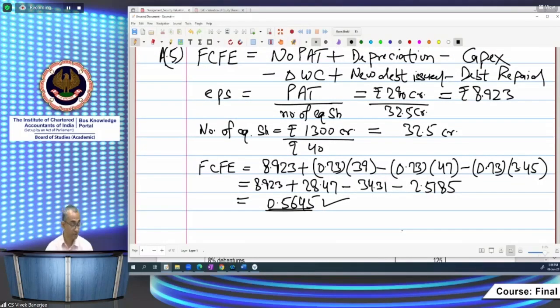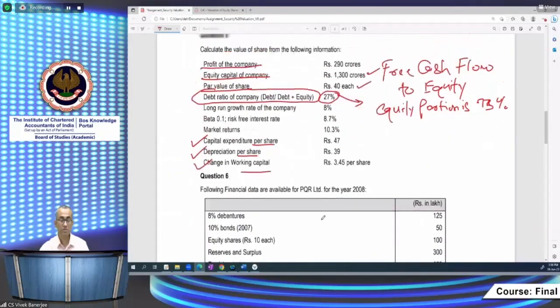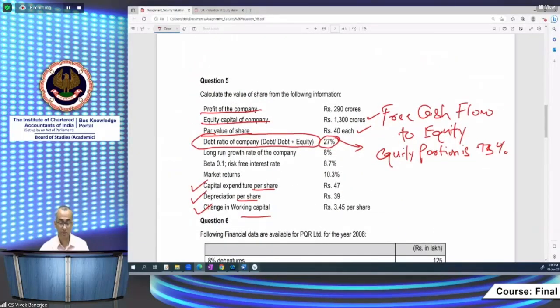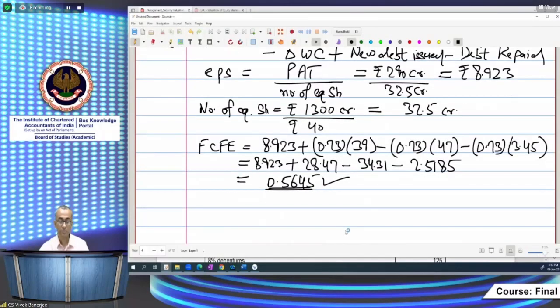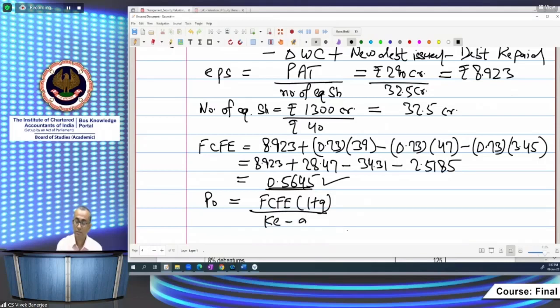But this is the free cash flow to equity. We have to calculate the present value, because in question number 5, if you can see in your assignment, the question is asking about the value of share. That is, you have to calculate the present value. Before this calculation, the present value will be calculated with the help of P0 is equal to FCFE multiplied by the growth rate divided by KE minus G.